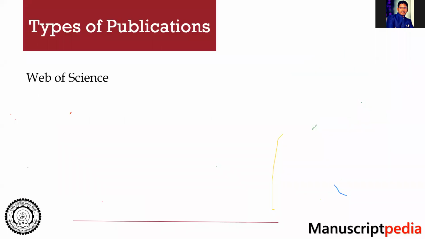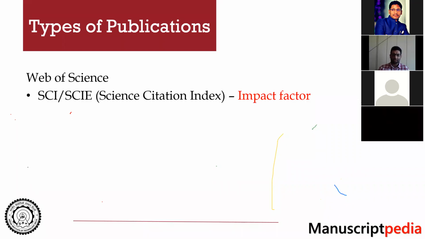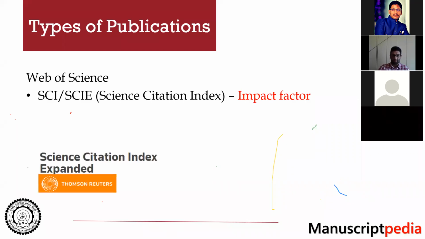Now, the Web of Science is the most reputed database indexing. It comprises of two types. We have the SCI or SCIE, known as Science Citation Index. How do we know? We get to know through an impact factor. So if your journal is indexed in SCI, is indexed in Web of Science, and it has a Web of Science impact factor, then it belongs to this category.